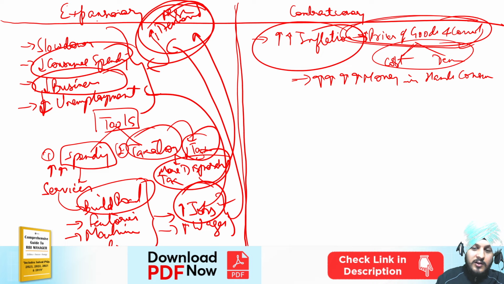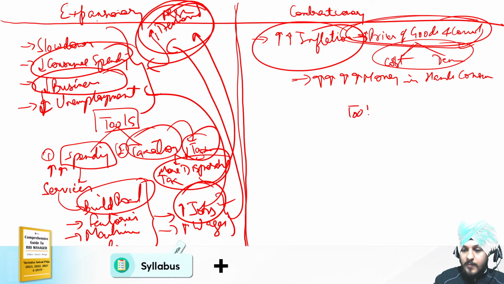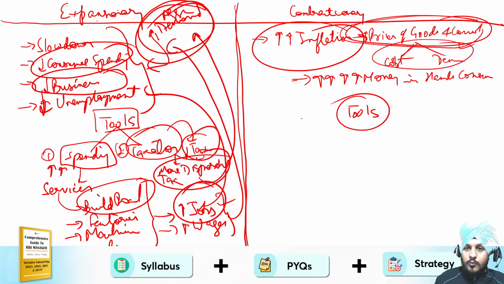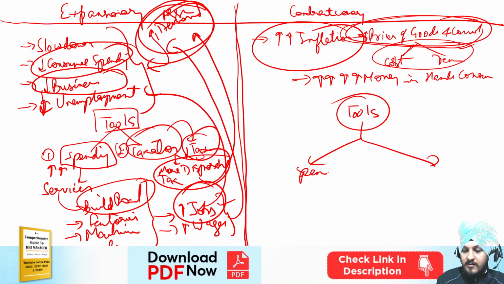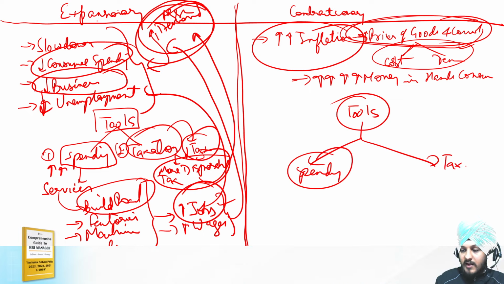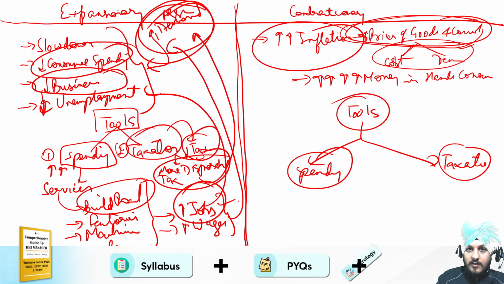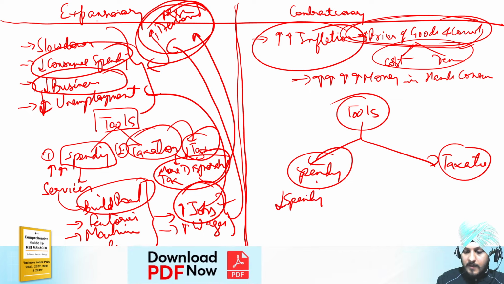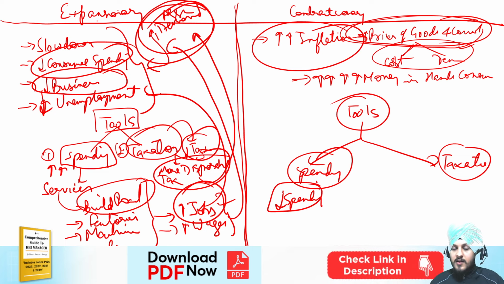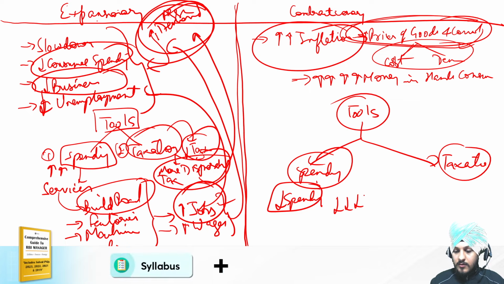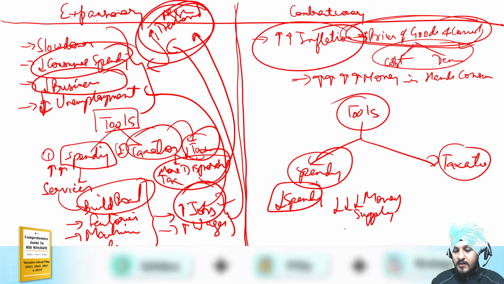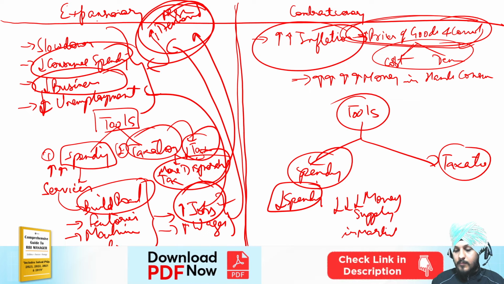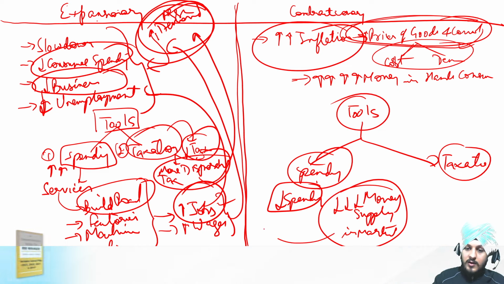Now let us understand how the government will use the tools of fiscal policy in order to deal with this challenge of inflation. So what the government can do is, it will again use its tools of spending and taxation, but this time, unlike the earlier case, the government is going to reduce its spending. What will happen when the government reduces its spending? It will reduce the money supply from the side of the government in the market, and that will help us to control the inflation.